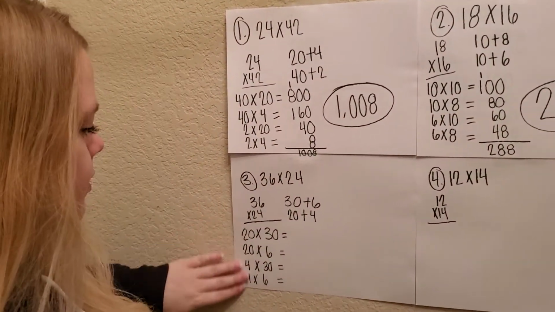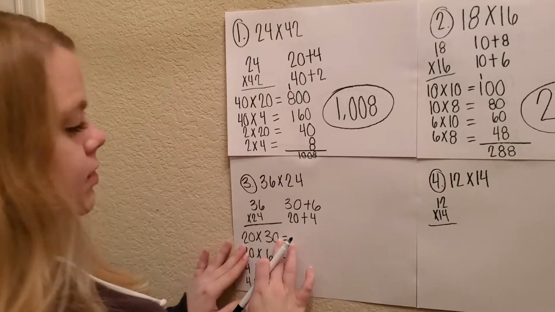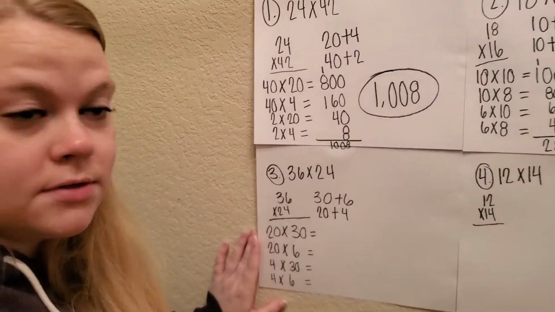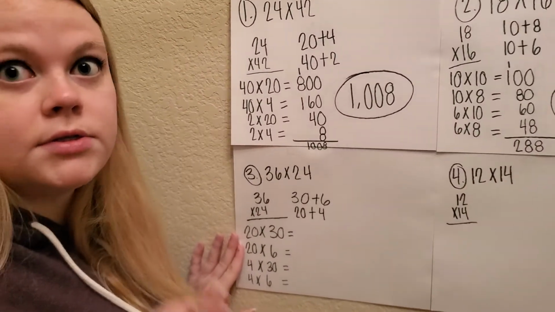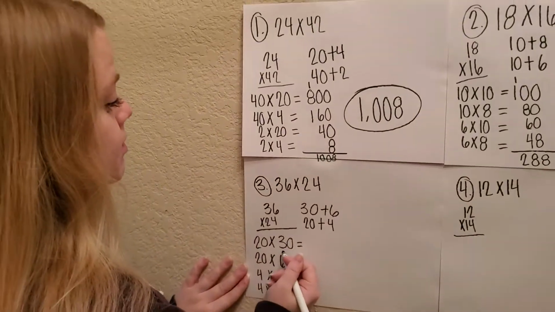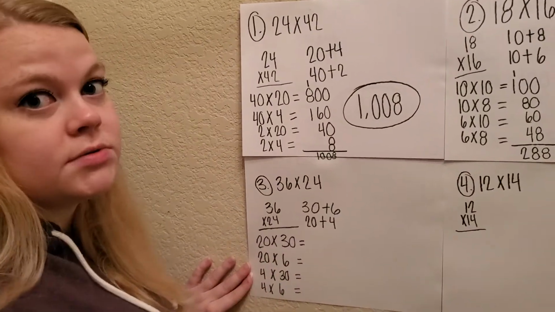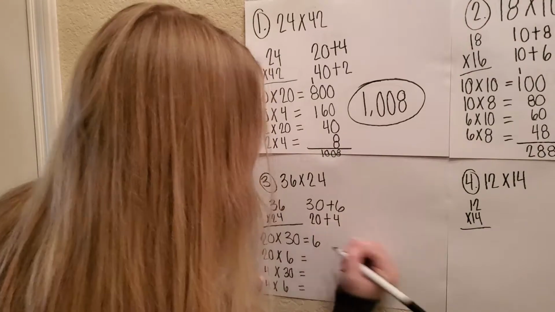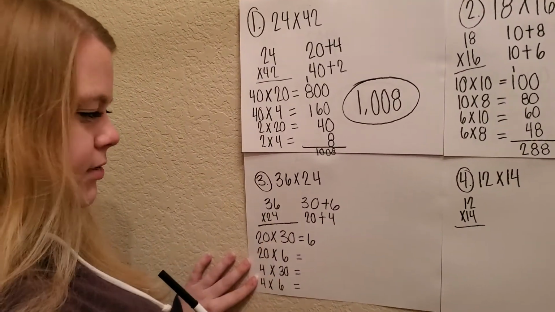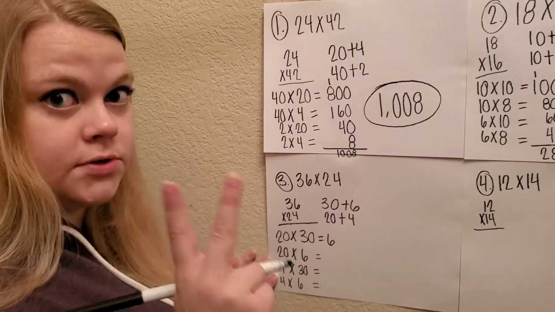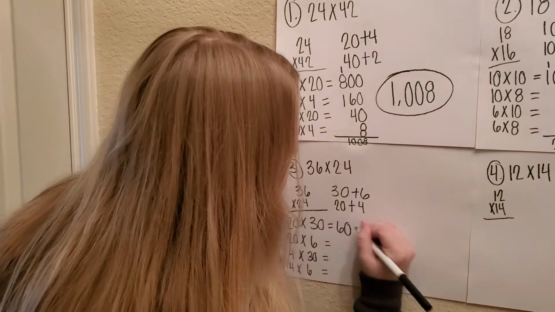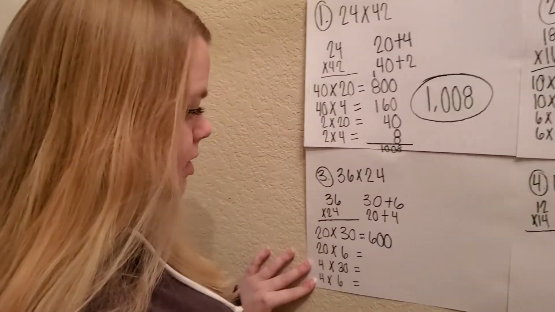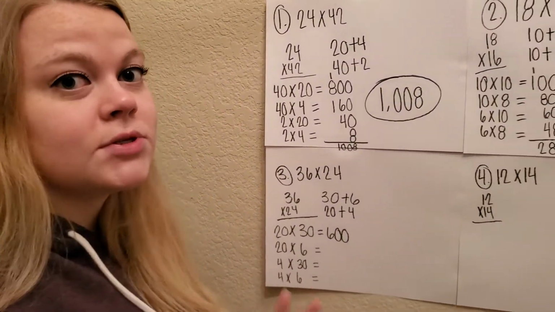All right, now we're going to work these out. So 20 times 30. Oh, I don't know what 20 times 30 is. So I'm going to take 3 times 2, which gives me 6. And then I know, well, that's 1 zero. That's another 0. So there's 2 zeros. So I'm going to add those 2 zeros to the end. And that tells me 20 times 30 equals 600.